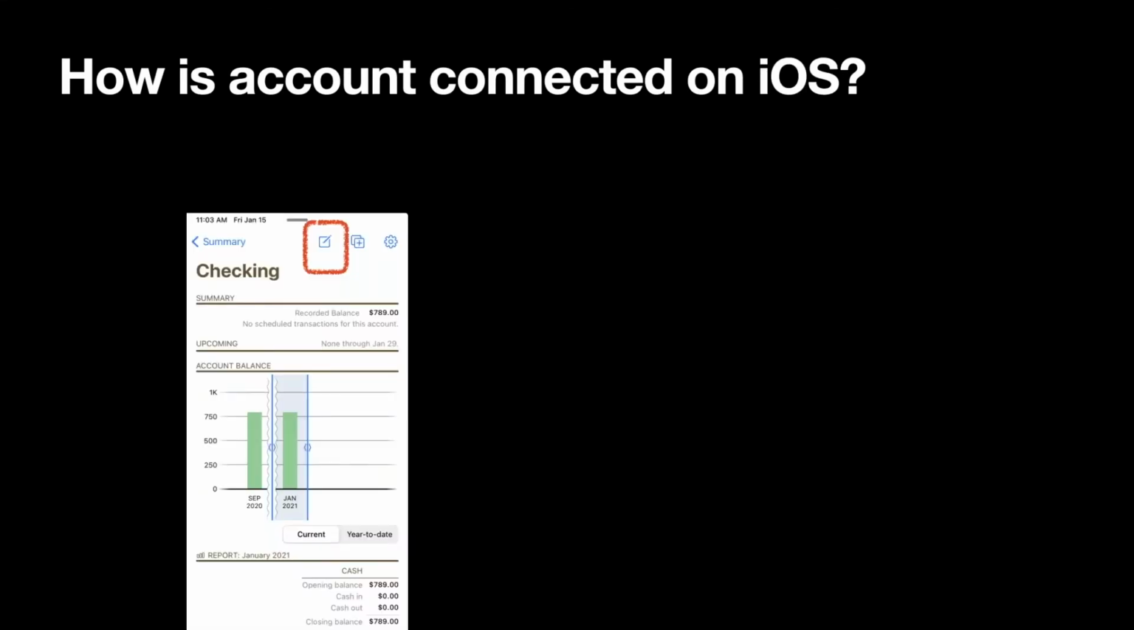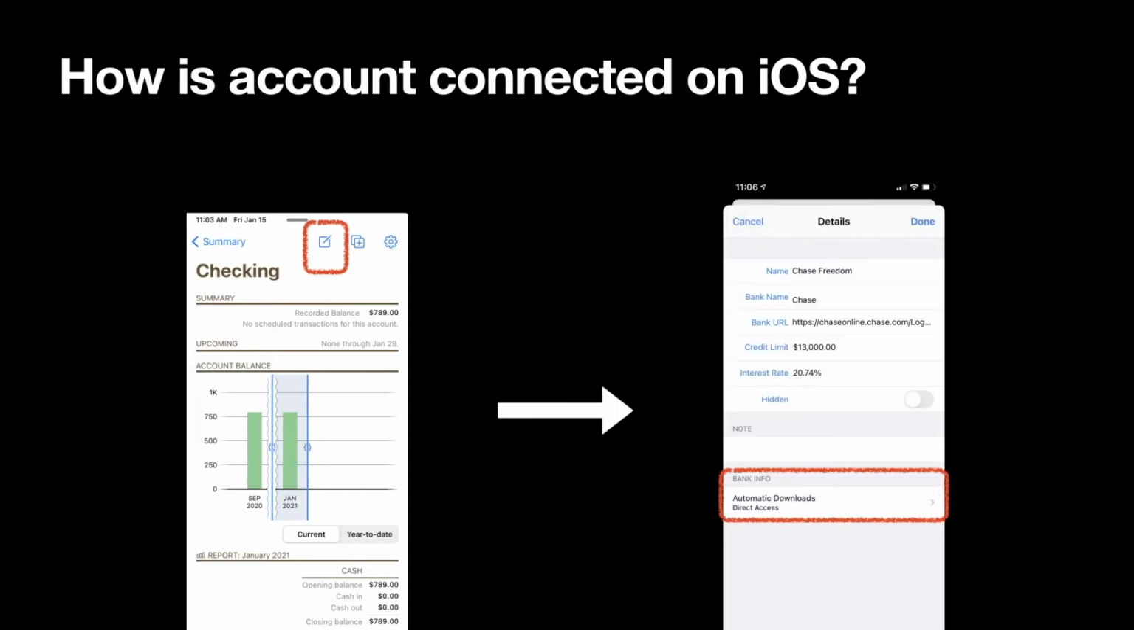On iOS, you can check as well. In this case, you tap to the account that's of interest. Then you click the little edit button there. It's that little pencil in the square. And you get this screen next, and you'll notice down at the bottom, there's a section called Bank Info. And in this case, it says direct access. That is how this account is connecting. Okay, that is the follow-up I wanted to cover.